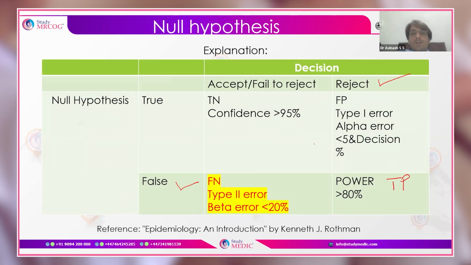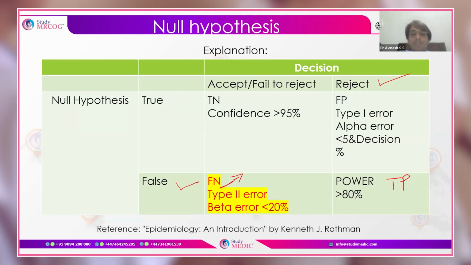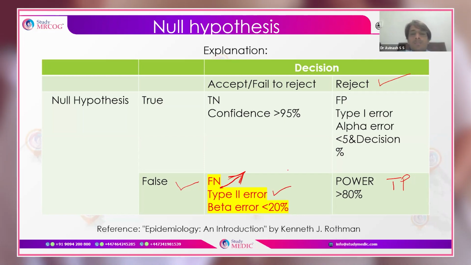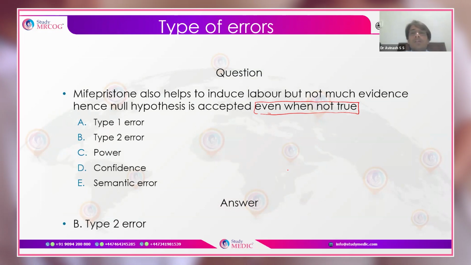If the null hypothesis is false and we fail to reject it, or accept it, then we are concluding that the null hypothesis is correct and that there is no difference or no effect. We are giving a false negative finding. And this false negative finding is called the type 2 error, also called the beta error. The acceptable beta error should be less than 20%. So mifepristone also helps to induce labor, which we should have proved here, but there is not much evidence in our study.